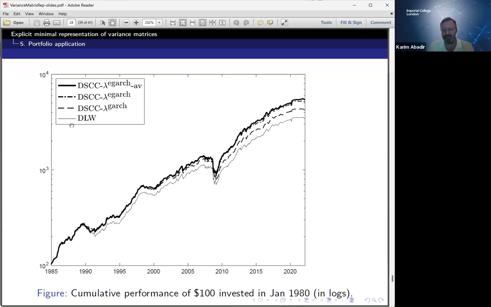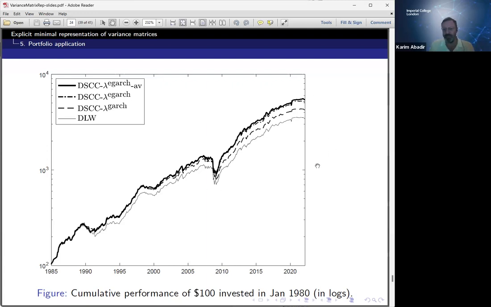The Ledoit and Wolf is the solid line at the bottom. And this is the cumulative performance. If we let the eigenvalues follow a GARCH process, then it's the dashed line, dash-dotted if we let our eigenvalues follow an EGARCH. And the very last one at the top is if we let the eigenvalues follow an EGARCH, but take the average of the previous month as opposed to a pure EGARCH day-by-day process. And you can see that there's no point at which these are crossing. In fact, it's more than that, period by period we're dominating in terms of returns, but also in terms of risk.